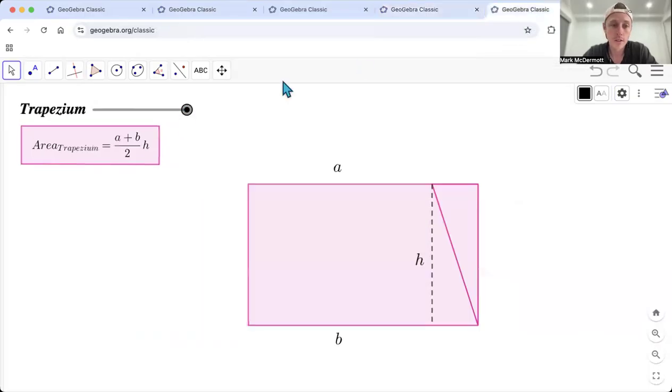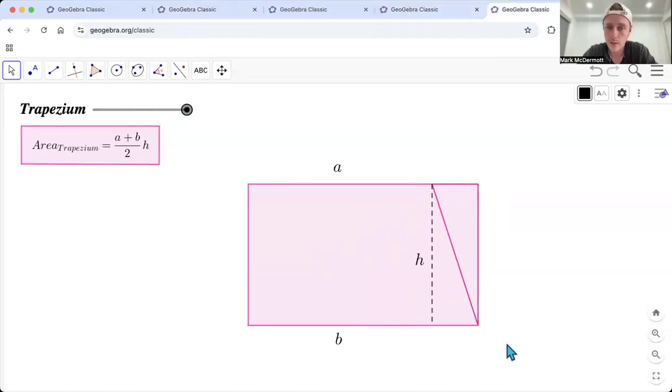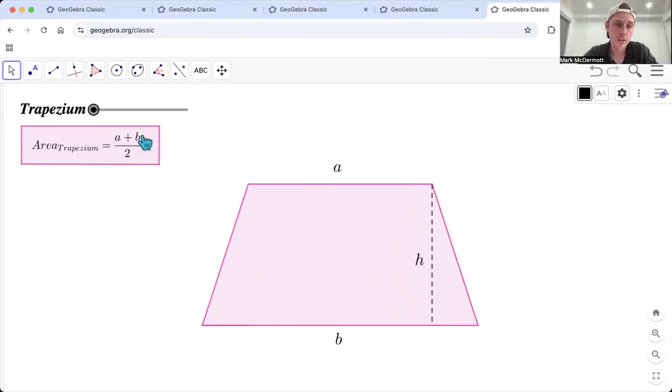And finally, this one's a little bit more tricky, but you've got a trapezium. So if we start with our trapezium like this, we've got A, B, and H. You can see that if we take this sort of triangular part on the left here and then move it up over here, then we can create a rectangle here. And you're probably wondering, where does this formula come from? A plus B on 2. Well, let's think. What is the length of the rectangle?